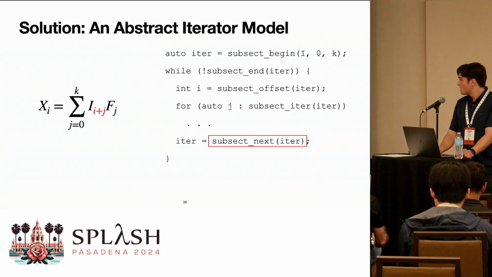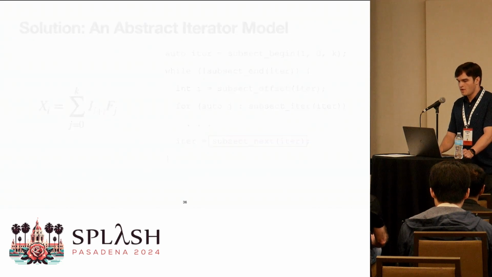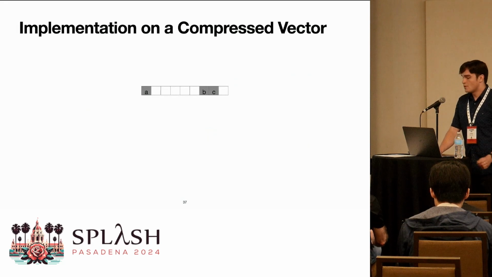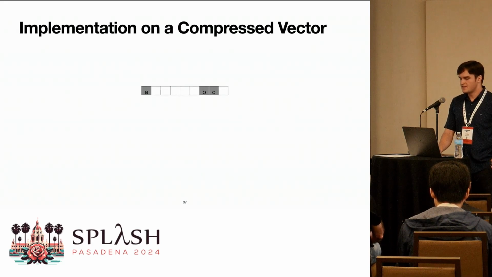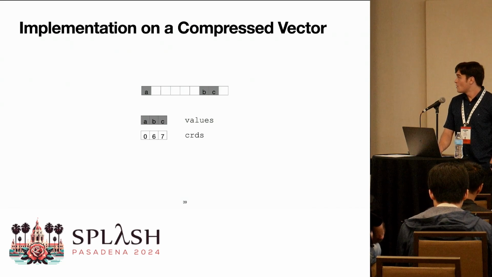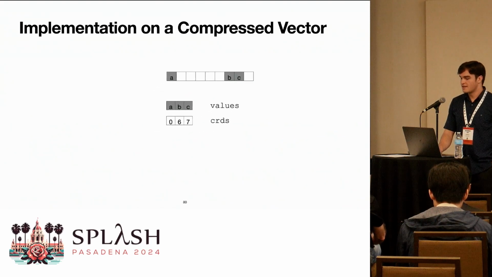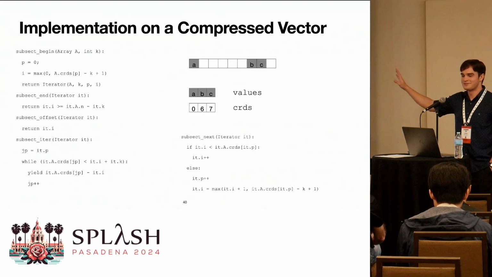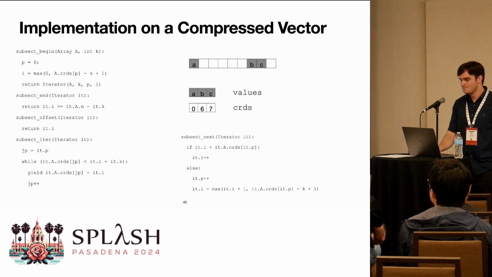So what does this look like on a concrete data structure? Well, suppose we have the following compressed vector that has 3 elements, A, B, and C. The way this would be stored in a compressed vector is we store the 3 values, and then their 3 coordinates. If we want to implement the subsect iterator model on this compressed vector, it looks something like this, which I don't expect you to read all of this code. I will zoom in on the important parts.